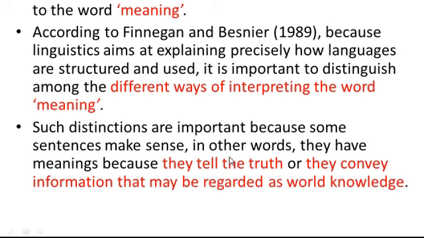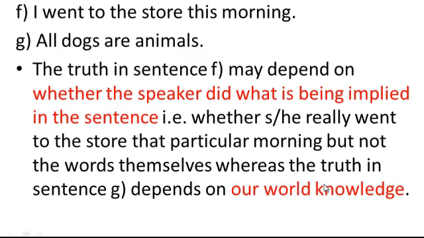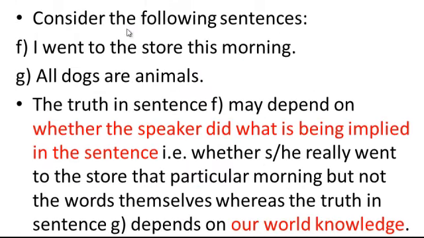because sometimes we arrive at a meaning of something depending on whether a statement or a sentence is talking about a fact, or whether there are some truths that can be determined by a given sentence. And sometimes we can also determine the meaning of something depending on the knowledge that we know. And this knowledge is classified as word knowledge. So in order to explain this further, let's consider the following sentences. The first sentence is I went to the store this morning, and all dogs are animals.